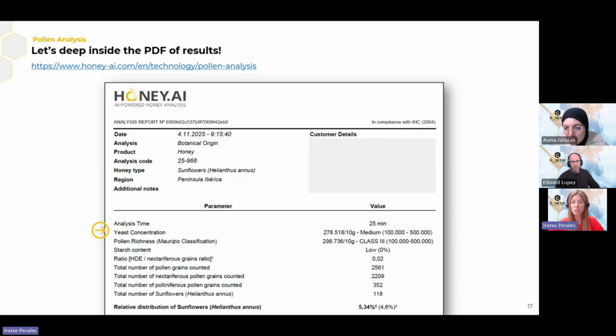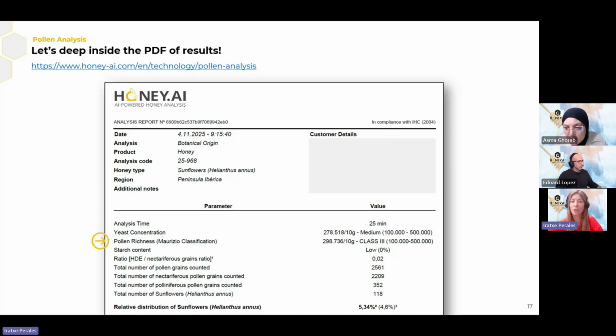Otherwise, it's just information. It could also be very useful, because if you see a high concentration of yeast, it could be related to different types of feeding supplements given to beehives. It's not good to have a high concentration of yeast, because it could be residues of different feeding complements.